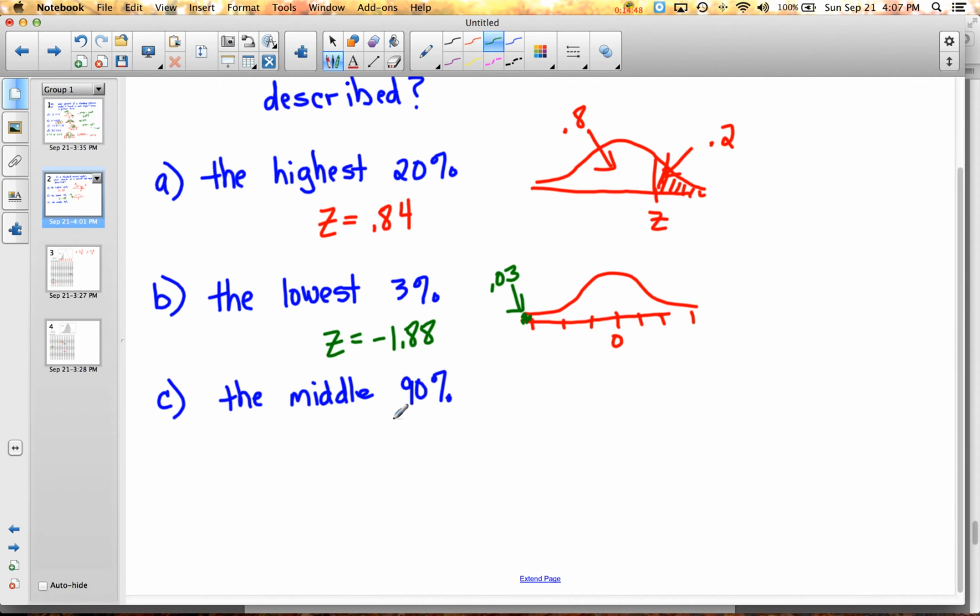Okay, the last one I want is the middle 90%. So we're going to have to do some fancy stuff. You probably could guess, subtraction like we did before. So we have 0, 1, 2, 3.